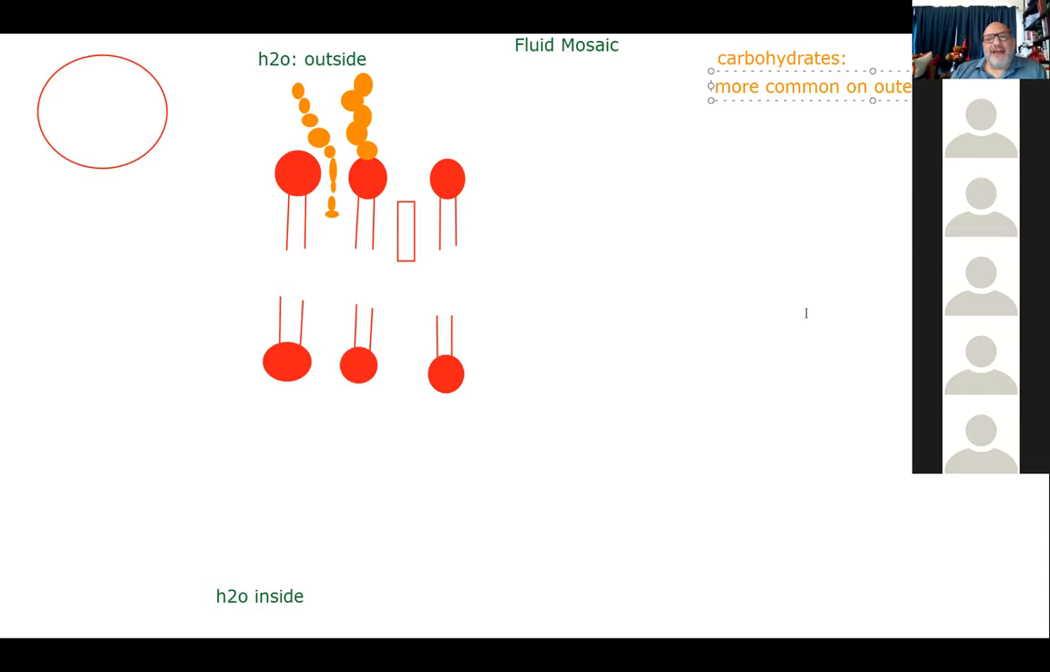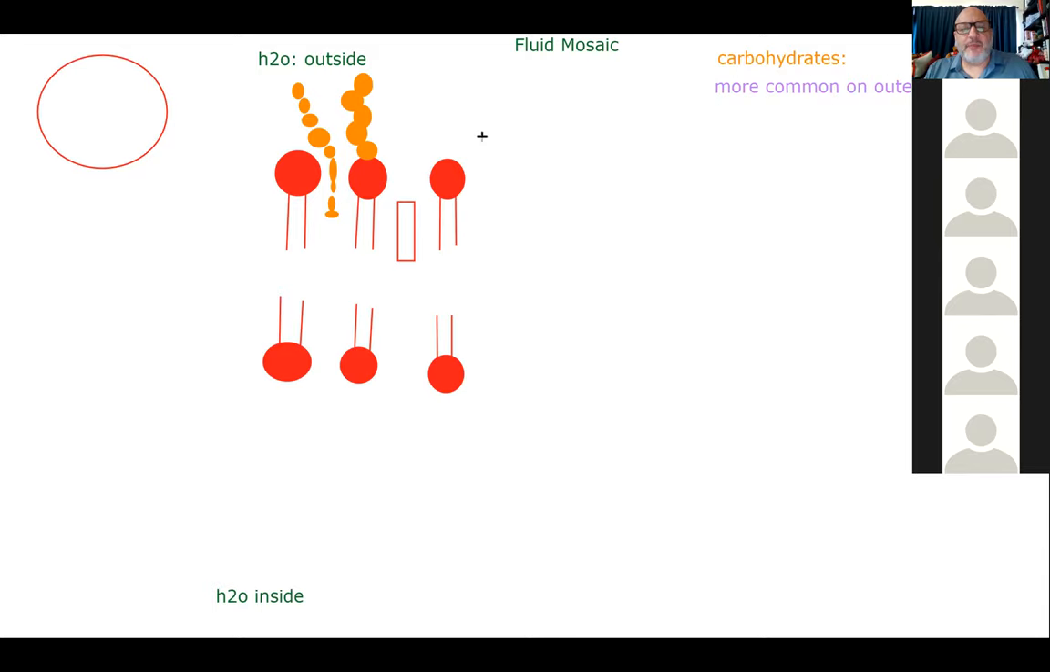So one of the things that we can have is those tags on the outer surface as well. So they can act as tags, and they can act as that sugar coat, that glycocalyx, to help to hold it in place. And if we have carbohydrates, if we have lipids, then as already mentioned, we can have proteins as well. And what color should we use for proteins? Let's use purple. We can have proteins associated with the plasma membrane as well.